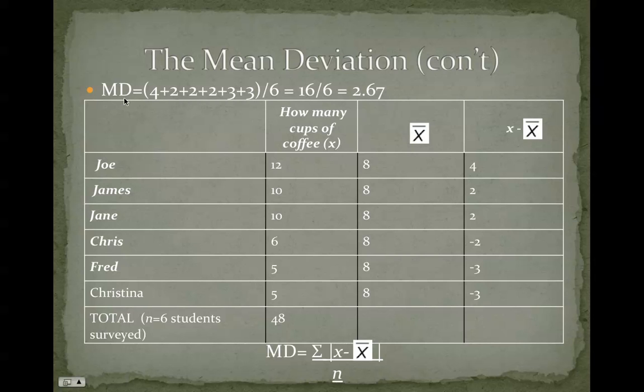So here we have the mean deviation. 4 plus 2 plus 2 plus 2 plus 3 plus 3. I ignored these signs here and I have the absolute values, and that gives me 16. So these numbers all added up, ignoring the signs, gives me 16. And I'm dividing it by the sample size, which is 6. 16 divided by 6 gives me 2.67. Again, the stats equation for mean deviation is the sum of the absolute value of x minus x bar, and then that value divided by n. So the mean deviation is 2.67.